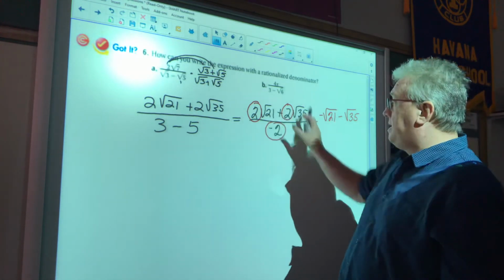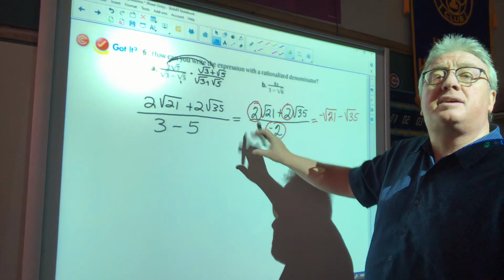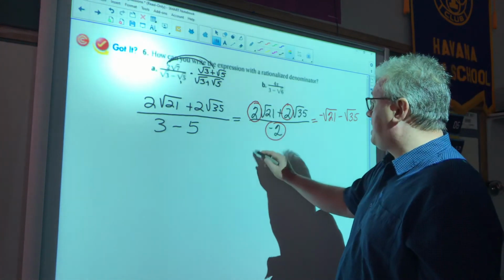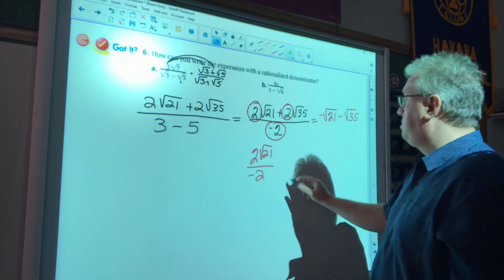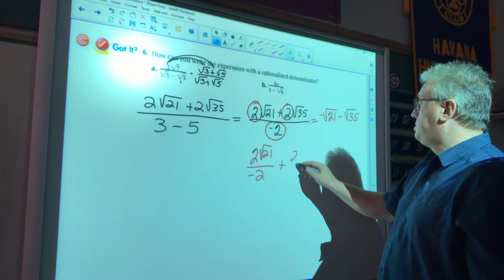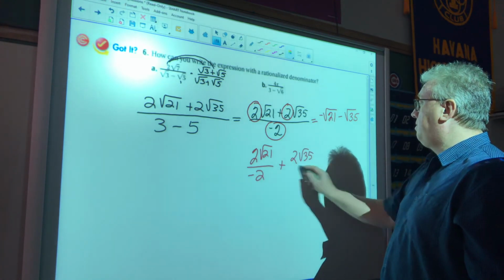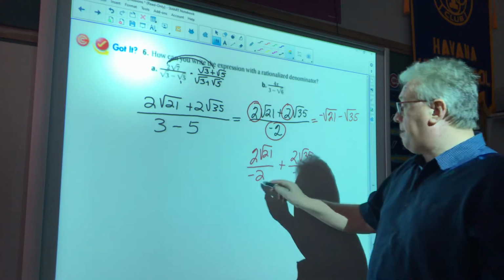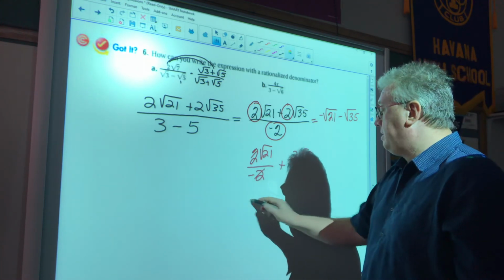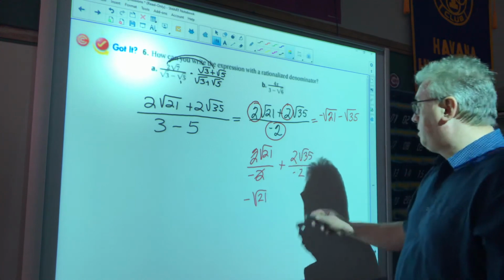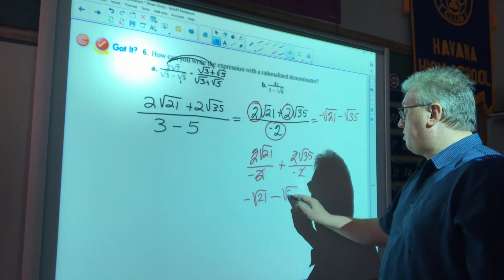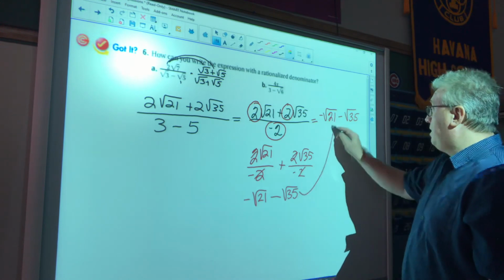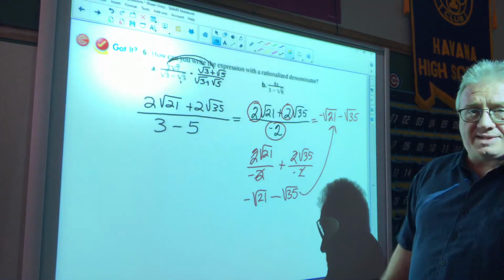And I want to look at this real quick because I think we have time. If we separate this out, 2 square root of 21 over negative 2 plus 2 square root of 35 over negative 2. Well, look what happens. Those cancel and we get negative square root of 21. These cancel and we get negative square root of 35. And that maybe helps explain why that's that way.